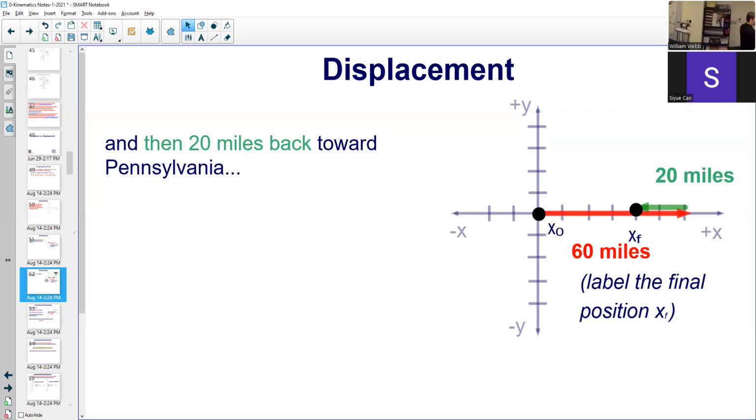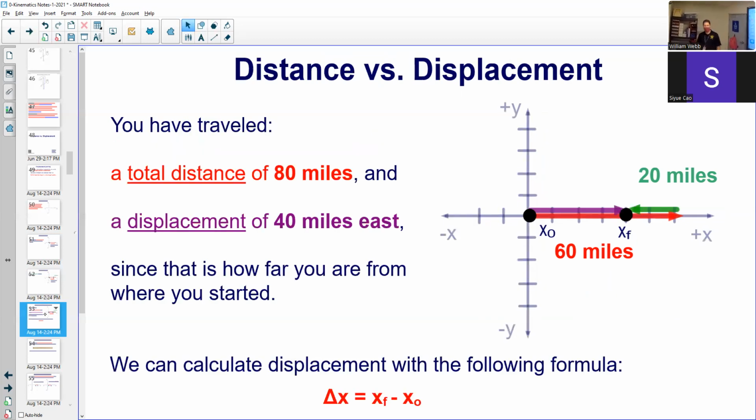Displacement is how far from your start, and distance is how far you actually went. Yeah, distance is path length. Displacement is how far we are from where we started. So we traveled a total distance of 80 miles. That's what the odometer on the car is going to say, and that's what's going to dictate how much gas we used. But we're only 40 miles from home, and so that's our current displacement from the origin.